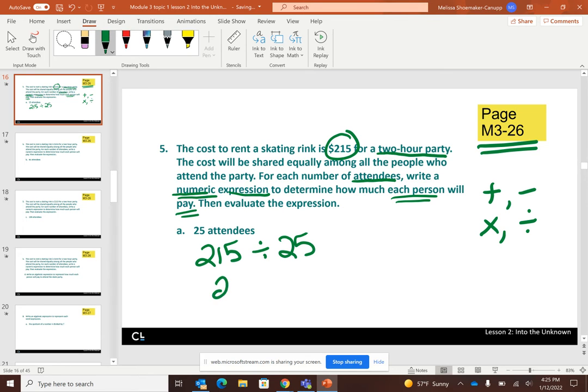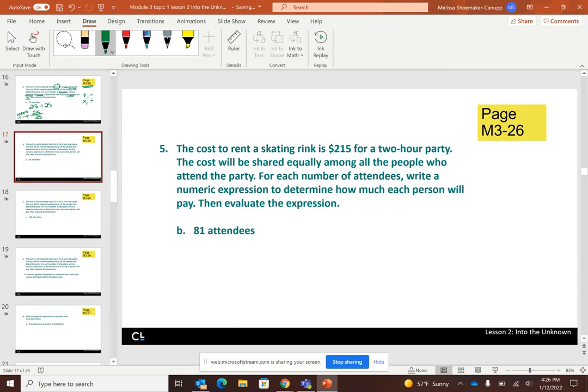Other ways you can write this, you can also write it as a fraction. Remember, the fraction bar means division. You're going to see that a lot, so you better get used to it. Pause if you need to. Make sure you have all that written down. Well, same thing, $215, but what if there's 81 attendees? So it's $215 divided by 81. Same math, different number of people coming to the party. Okay, go ahead and pause the video and do C, D, and then I'm going to skip down to E.